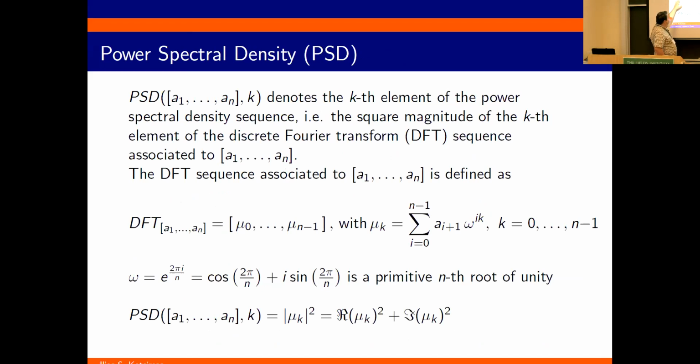So if we call the elements of the discrete Fourier transform associated with a sequence mu0, ..., mu n minus 1, where this is the usual definition with omega, the primitive nth root of unity, then the PSD of the sequence at argument k is simply the squared magnitude of this complex number. In other words, the sum of the square of the real part and the imaginary part squared. So a very, very simple definition.